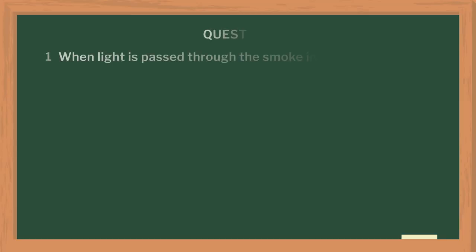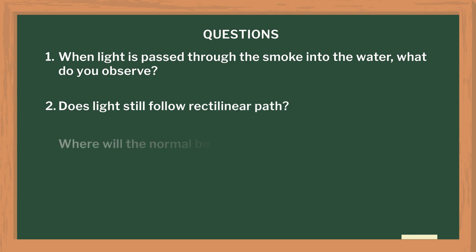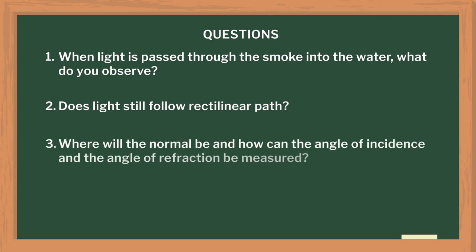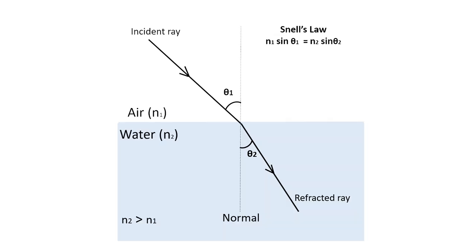After this, I posed a few questions to my students. When light is passed through the smoke into the water, what do you observe? Does light still follow a rectilinear path? Where will the normal be? And how can the angle of incidence and angle of refraction be measured? What is the reason for refraction? What is the importance of refractive index? The last question led us to discuss Snell's law.